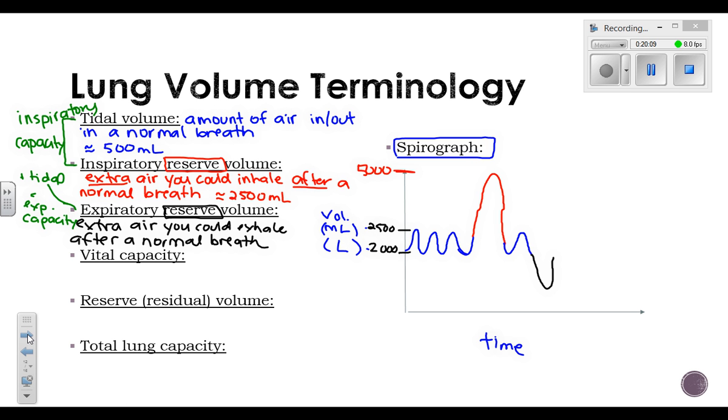Now, what would a person's expiratory reserve volume represent? I'm going to put a line down here, say around 800. So a person's expiratory reserve volume, a good estimate would be something like 1,200 milliliters. So that's the difference between 800 and 2,000. Key thing to note, it's bigger than your tidal volume, but it's smaller than your inspiratory reserve.